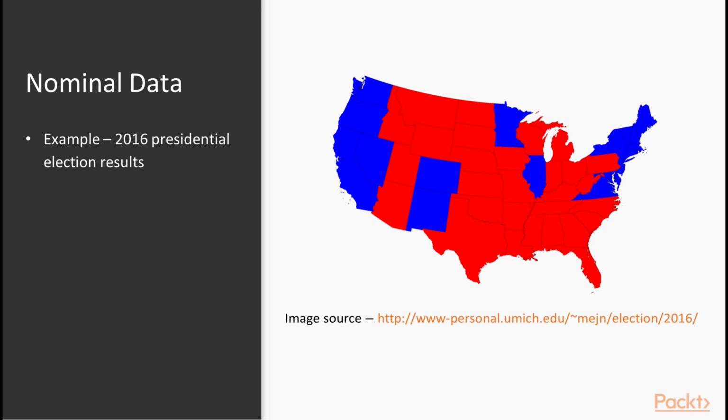In the US, states are commonly characterized as red states, in which the state was captured by the Republican candidate, which in this case is President Donald Trump, or blue states, which are states that were captured by former Secretary of State Hillary Clinton. Nominal data, as you can see on the map, don't represent any sort of quantitative relationship between the categories, but rather they just show you which candidate captured each state.